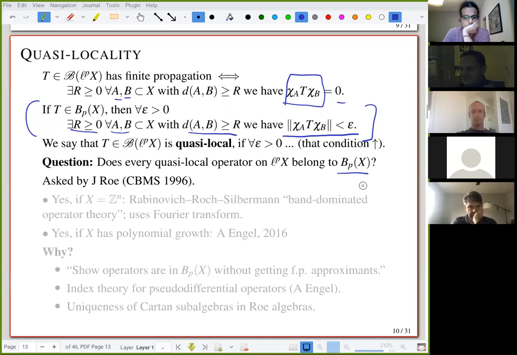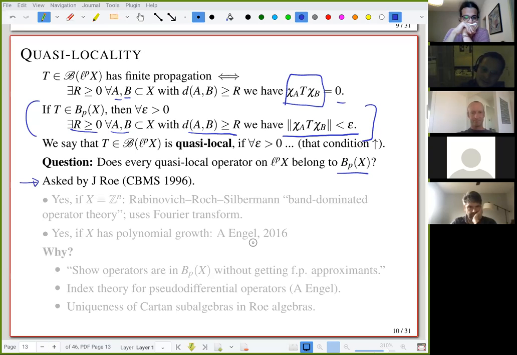John Roe pointed this out in his 1996 CBMS notes in the book as a remark. He said something like, anything in the Roe algebra satisfies this condition. And if the space is finite dimensional in the correct way, then also the other way around. I wanted to use this somewhere and I tried to figure out the proof and I couldn't at all. I think we spent some time with Rufus trying to figure this out and we also couldn't.